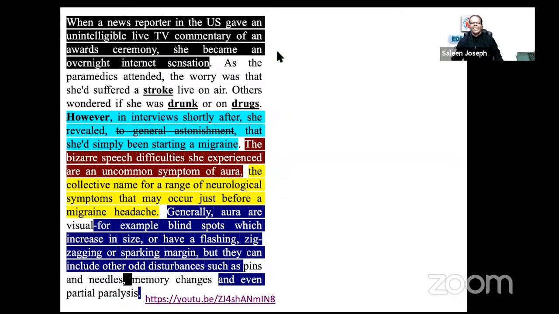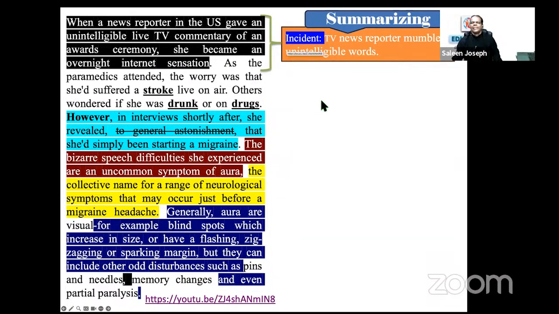So how can you summarize that? The incident happening is that a TV news reporter mumbled unintelligible words. Mumbled means the words were not clear. You have seen some people who have stage fear when they start speaking. That's how it happened. And as the paramedics attended, the worry was that she had suffered a stroke live on air. Others wondered if she was drunk or on drugs.